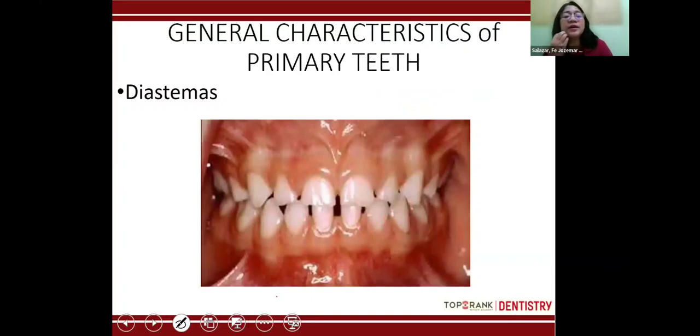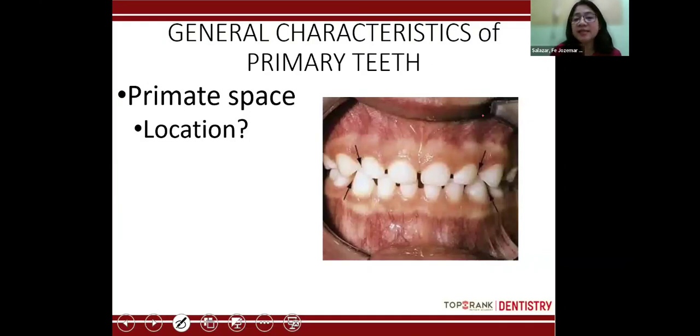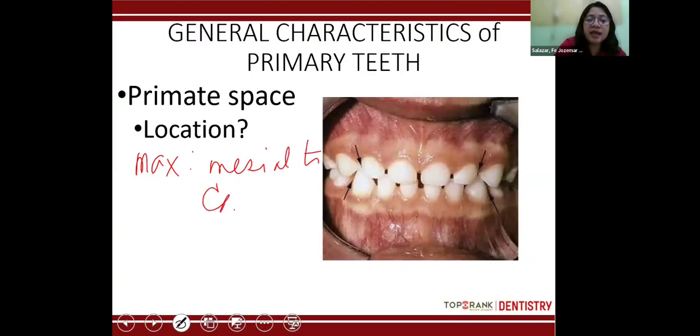Okay. Diastemas are common. What's the cause of diastemas? Growth of the dental arches. Nag-grow ang arches natin, nagiging longer, kaya hindi siya, ang mga ngipin hindi naman lumalaki, kaya nagkakaroon ng spaces in between teeth. Now, two notable spaces can be found in your primary teeth, and we call this your primate space. Where can you find a primate space in the maxillary arch? It's mesial to the canines. Yes. So between your canines and lateral incisor.